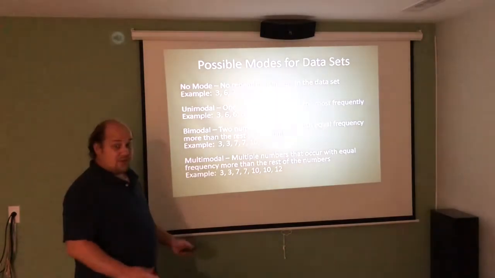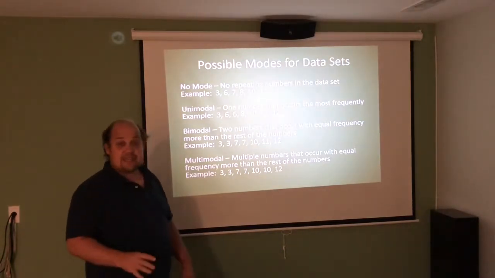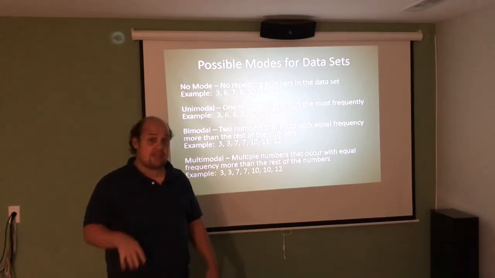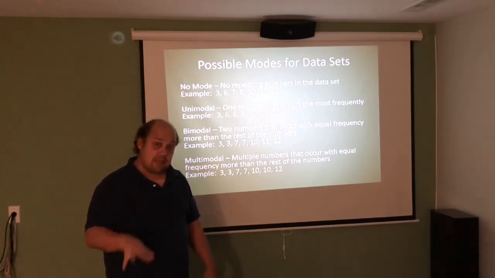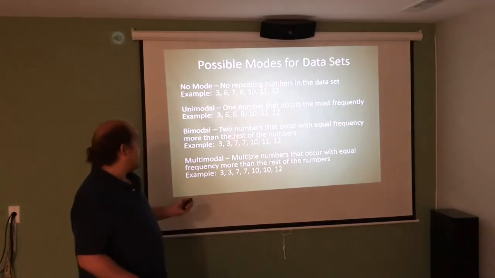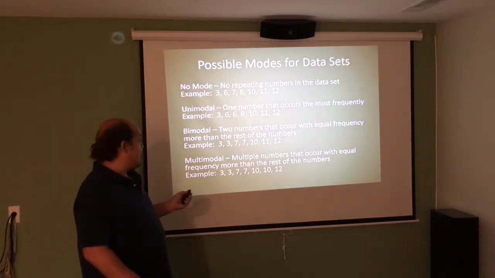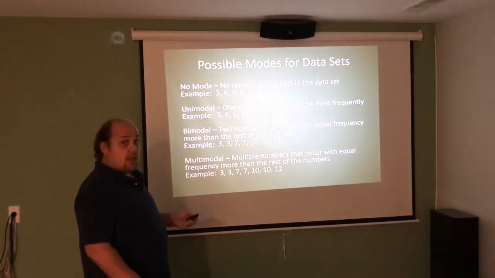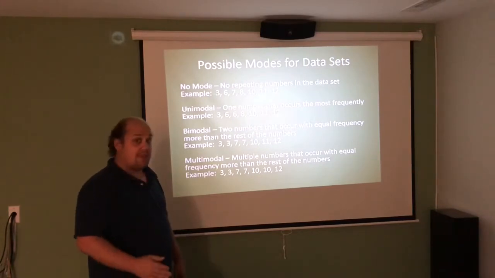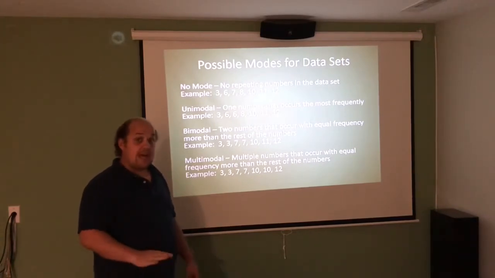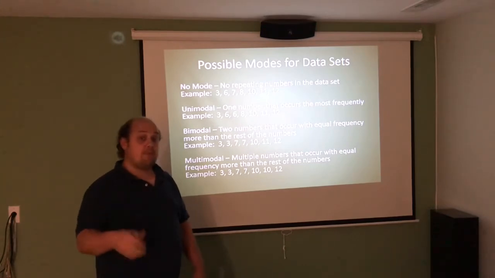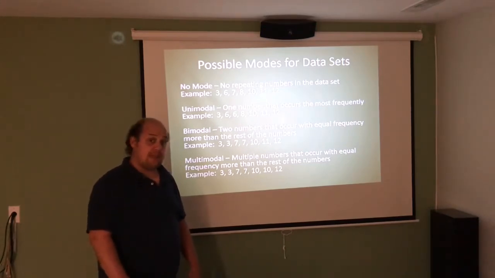Now, where students sometimes get confused is they think that it just has to repeat at all. That's not correct. It has to be the most frequent. So if, for instance, I had 2 3s, 2 8s, and 3 6s, only the 6 would be the mode, the thing that occurs the most frequently. So it's not just a number has to repeat. It has to repeat the most times of any number in the data set.